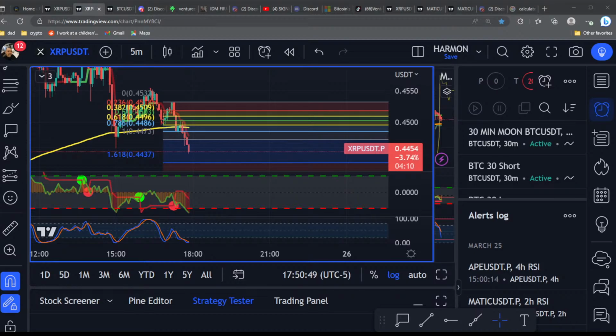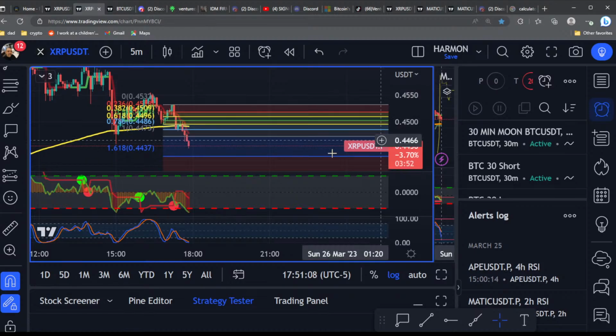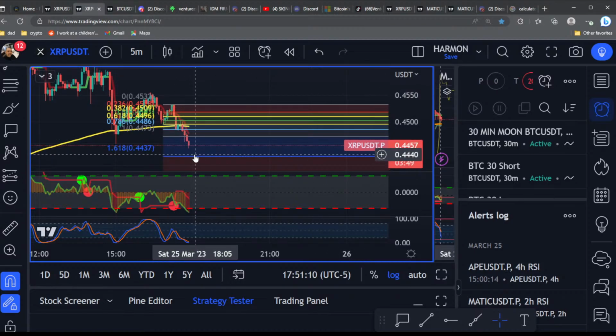Let's go, XRP short. Let's go. Guys, look at that short. All right, guys, so that's how you call that short. You get that in real quick. So we're looking for a target here of about 44.37.